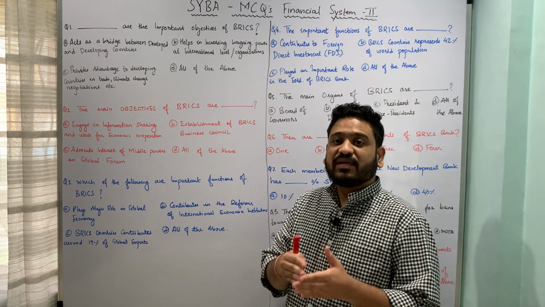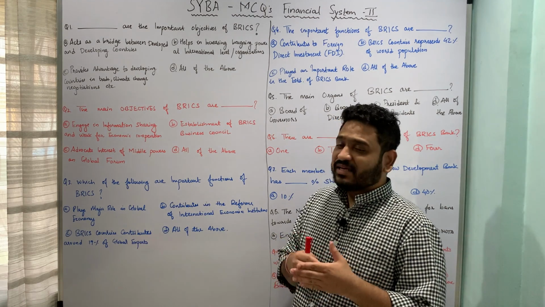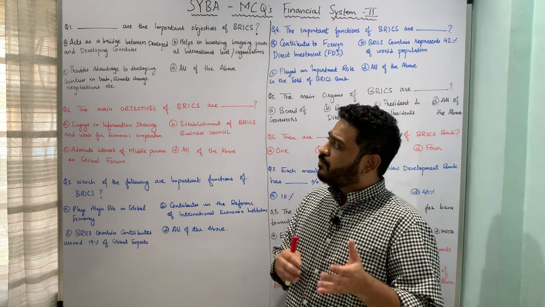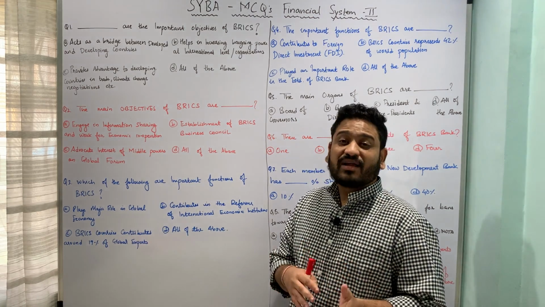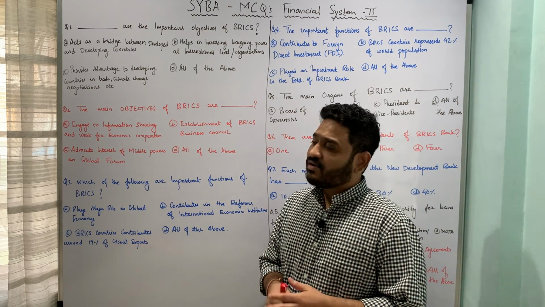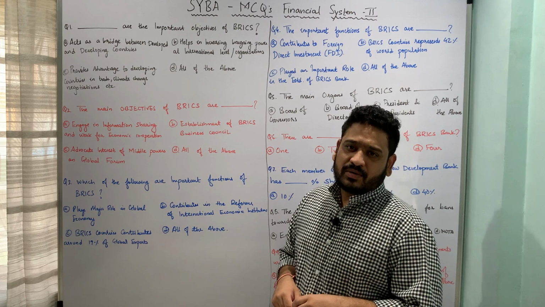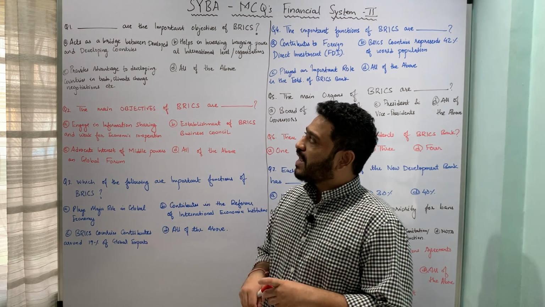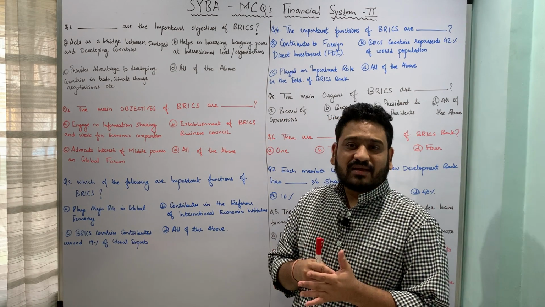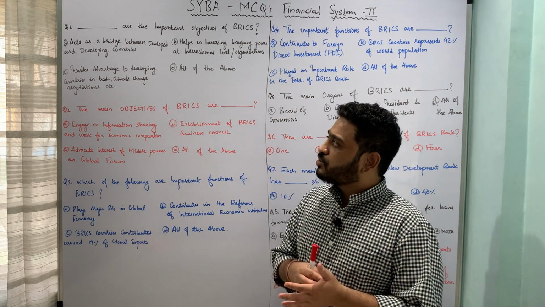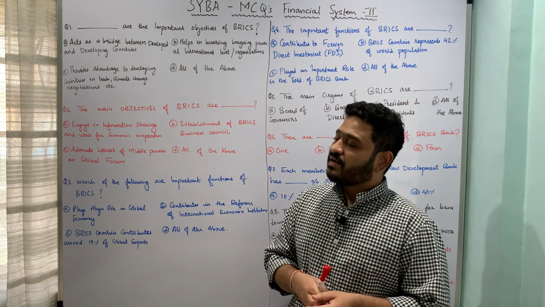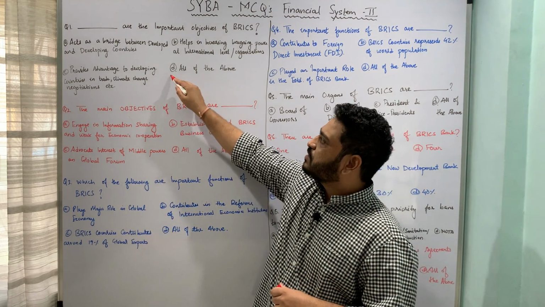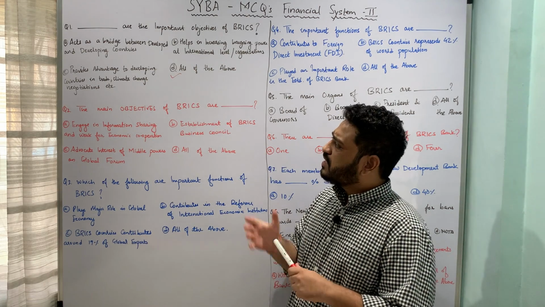That means acts as a bridge between the developed and the developing countries, then helps in increasing the bargaining power of developing countries at international organizations, then provides advantage to developing countries in trade, climate change negotiations, etc. So here option D, all of the above, is the correct answer. That means the important objectives of Brics are not only to act as a bridge between developed and developing countries and help increase their bargaining power, but also provide advantage to the developing countries in trade, climate change, etc. So here option D, all of the above, is the correct answer to this particular question. I hope that is clear. Let us now move to the next one.